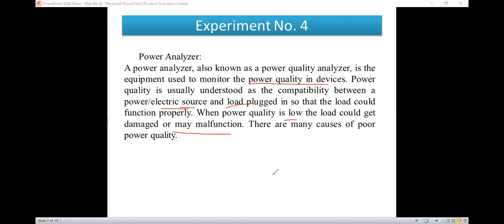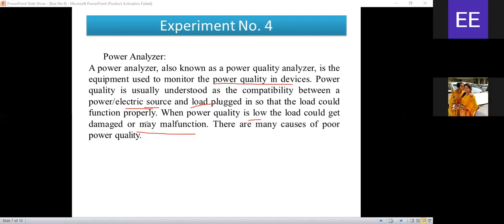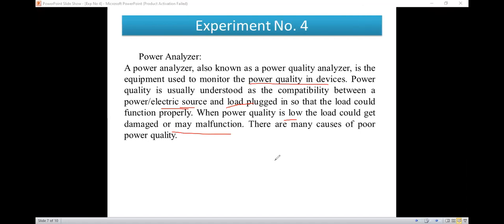So if the non-linear load can be connected on that power system. Power system वरती जर non-linear load असेल, so due to that non-linear load, the quality of power should change. That means there is a malfunctioning, it will happen.